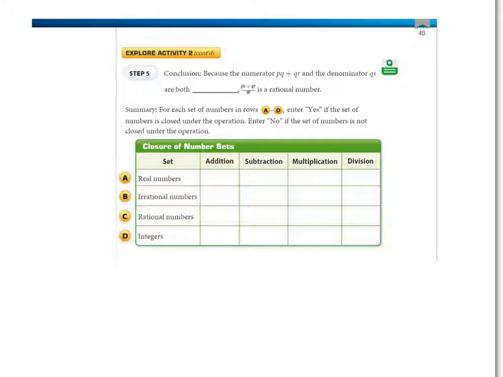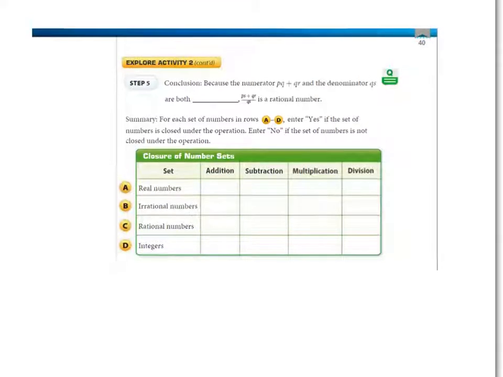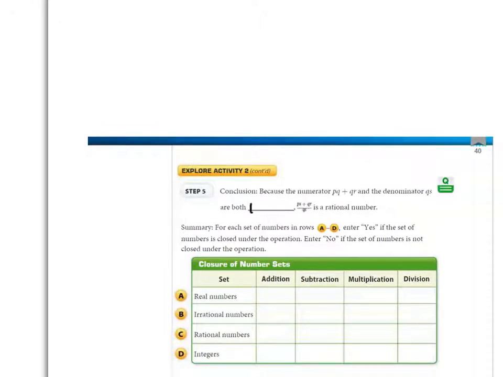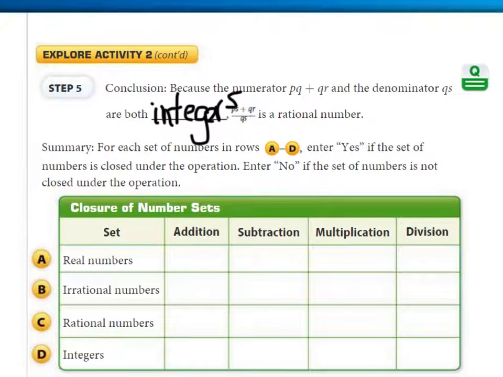And here's our conclusion. Because the numerator pq plus qr and the denominator qs are both integers, and we know they're integers because on the other page it had told us that those 4 letters are all integers. Well, if I take 2 integers and I divide them, I'm going to end up with a rational number. Again, very different type of style than what we're used to, which is why we worked through that one together.